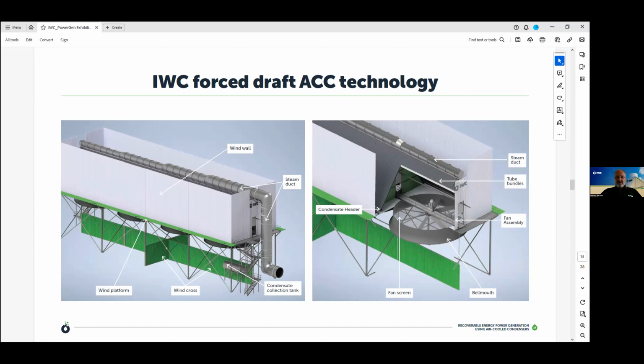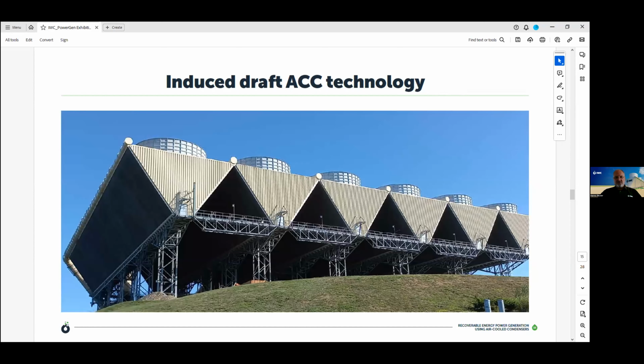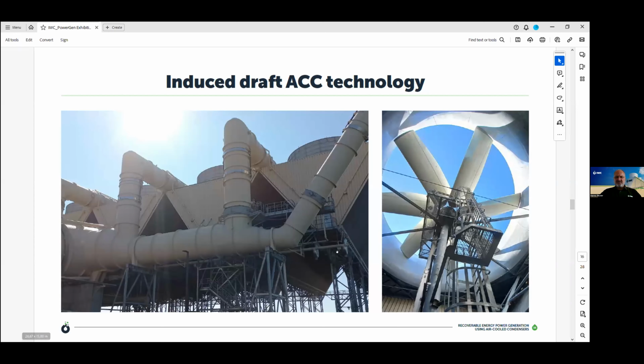Then for the induced draft, I was fortunate enough to visit the Johan plant near New York in the US. This was built by Anexio, the same company that built the Medupi air-cooled condenser. And this is the company that first built induced draft air-cooled condensers, just to show you how much different it looks from the forced draft unit, and give you a sense of scale.